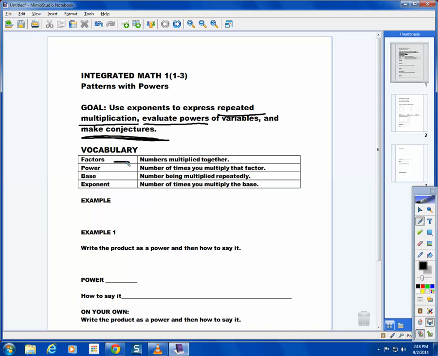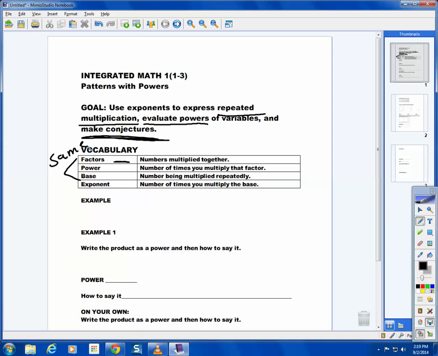Okay, want to tie something together right here. All right, somebody read what a base is for me. Number being multiplied repeatedly. Oh my gosh, factors said number being what? Multiplied together. Base said number being what? What I want you to understand is that factors and bases are really the same thing in this section, okay? When I talk about a factor or a base in this section, just assume they're the same thing, all right?